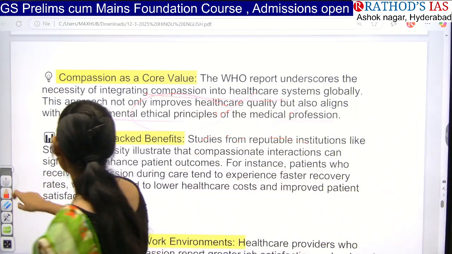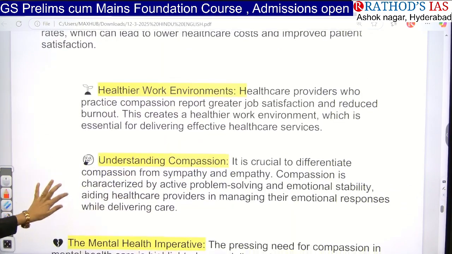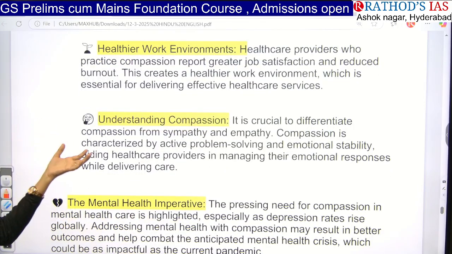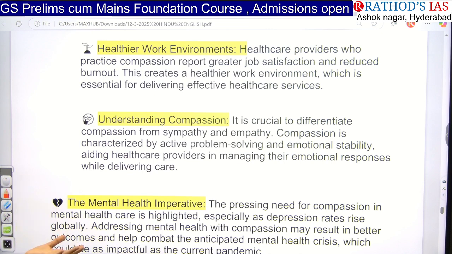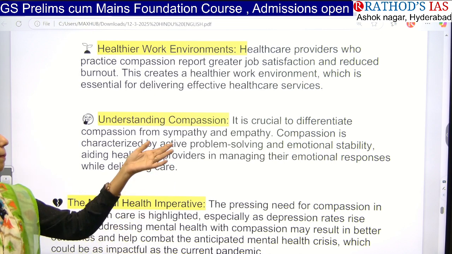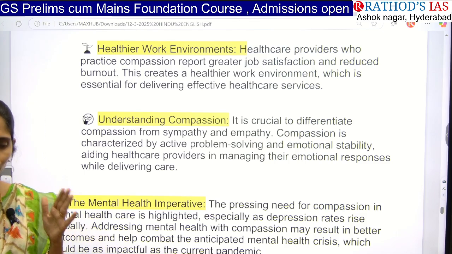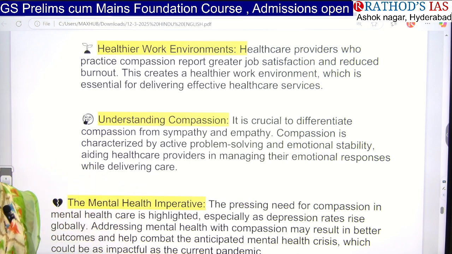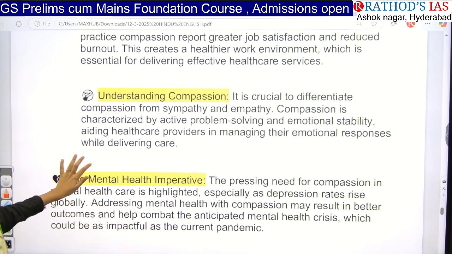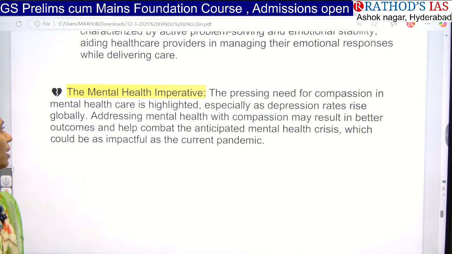And next, we can also provide better healthcare work environments, and we have to understand compassion. Compassion is not only problem solving, that is solving the problem or disease of the people, but we also have to provide emotional stability. Saying, I am with you, don't overthink about that, don't think like that. Like that we have to give some emotional support. And next, we have to focus on mental health also.